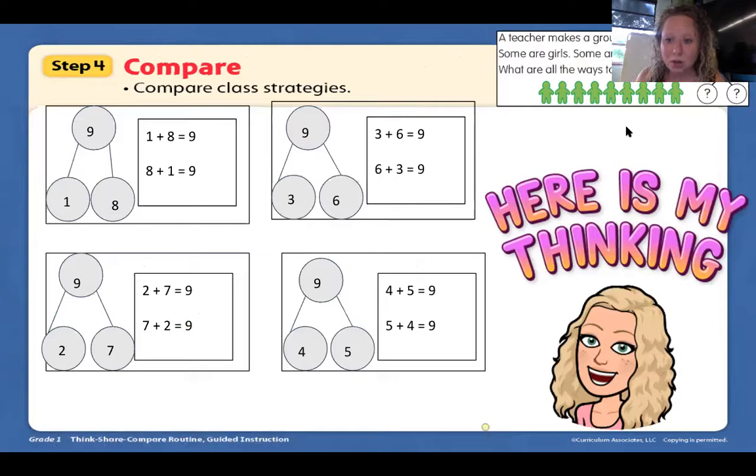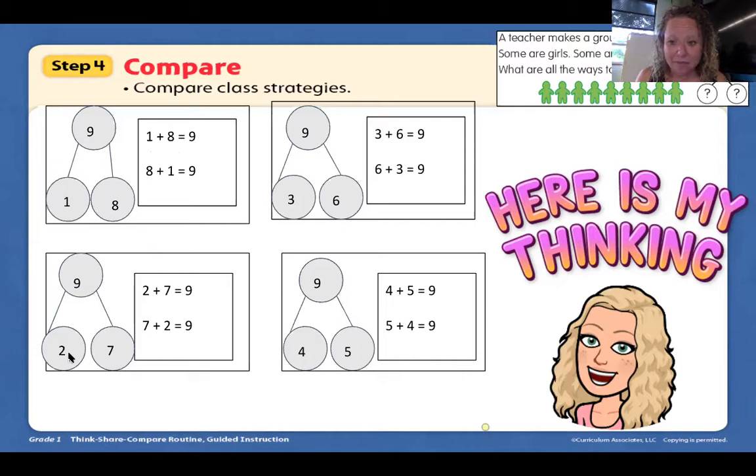I wanted to show you my thinking. I made 4 different number bonds. We could have 1 girl and 8 boys. We could have 1 boy and 8 girls. My equations that would match that are 1 plus 8 equals 9, or 8 plus 1 equals 9.